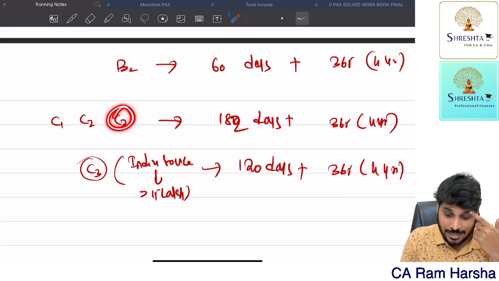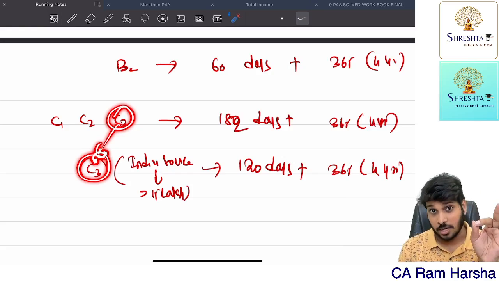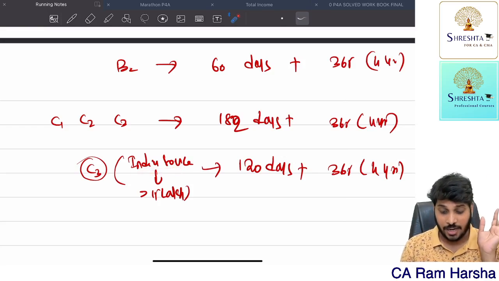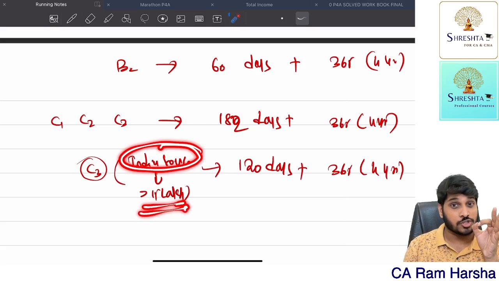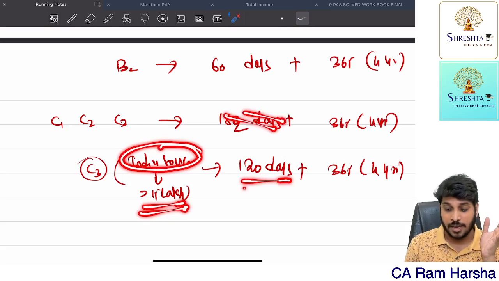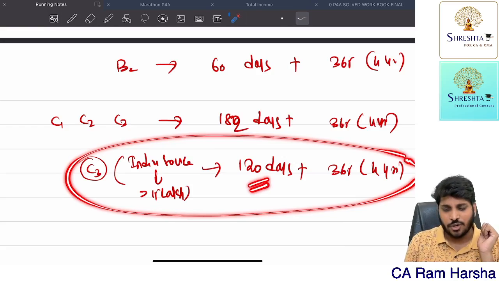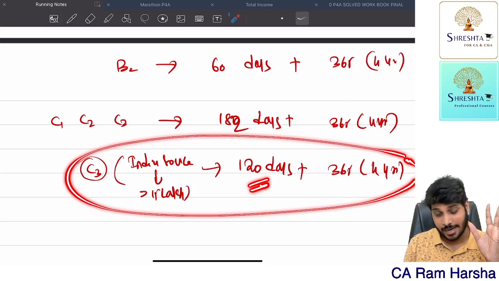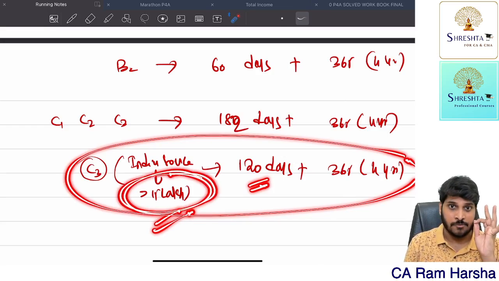Now, in this case 3, another exception is there. Suppose you are an Indian citizen or a person of Indian origin, remember, Indian origin is also covered, and you are visiting India, and you have income from Indian sources of more than 15 lakh. Then instead of 182, we apply the 120 days logic. If they stayed in India for 120 days or more, and 365 days or more in the last 4 years, they are residents.